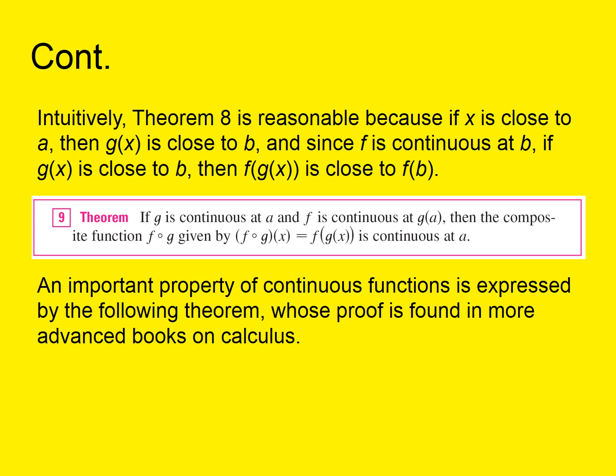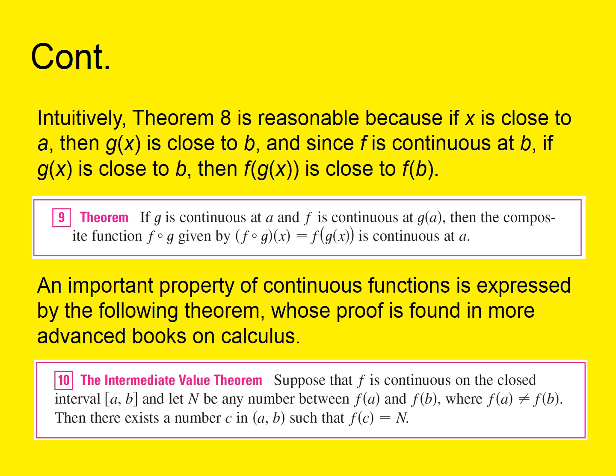An important property of continuous functions is expressed by the following theorem, whose proof is found in more advanced books on calculus, and that is the big Intermediate Value Theorem. Suppose that f is continuous on the closed interval [a, b]. Big N is any number between f of a and f of b, so it's some y value, where f of a is not equal to f of b. There exists a number c, an x value, in the open interval (a, b), such that f of c is equal to N.